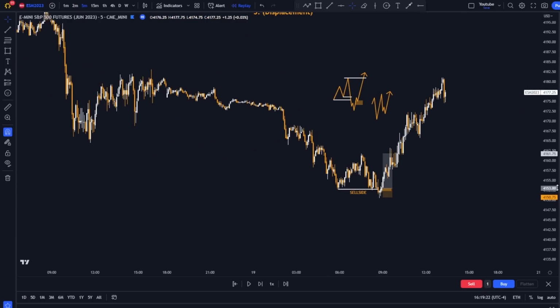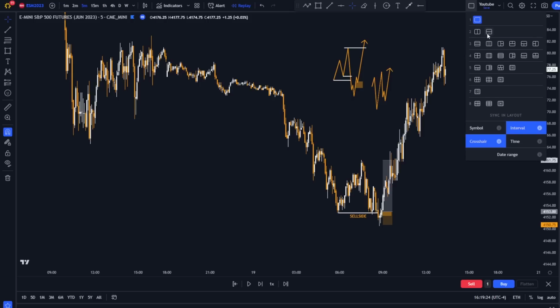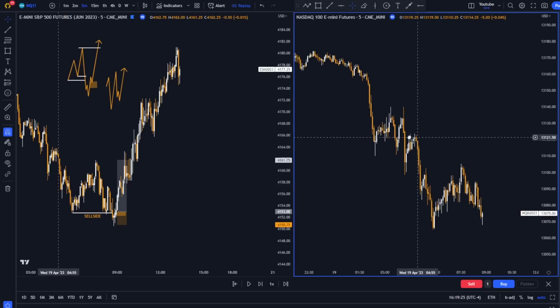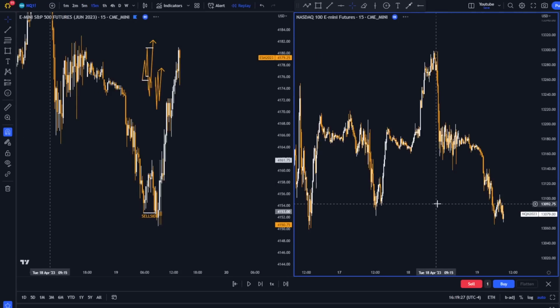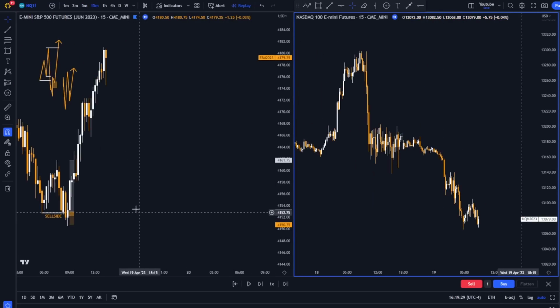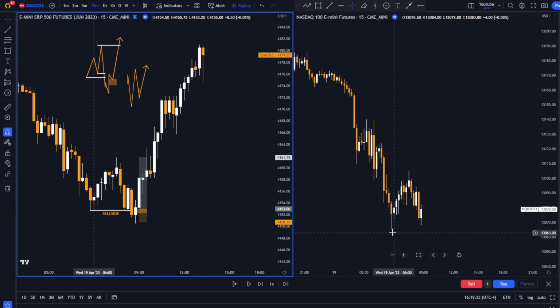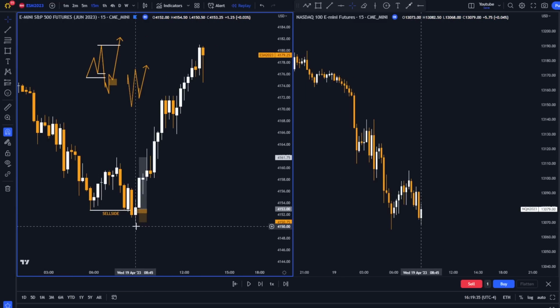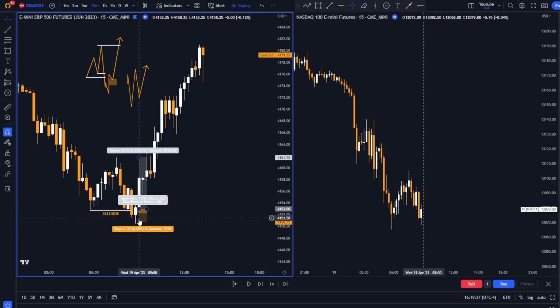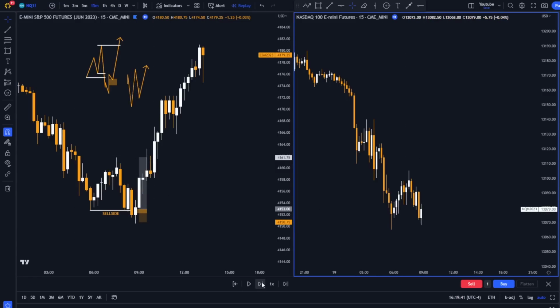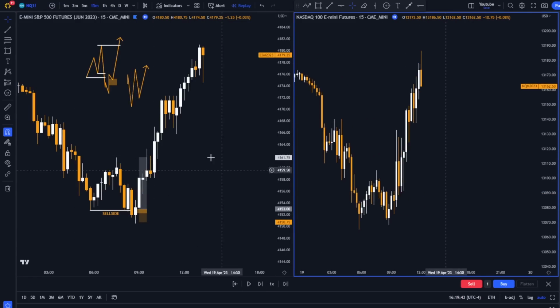So also for the divergence, you need 2 charts. And right here we can see ES made a low, NQ also made a low. But here ES made a new low on these two candles, while NQ didn't. And it's reversing after that, just like ES did.